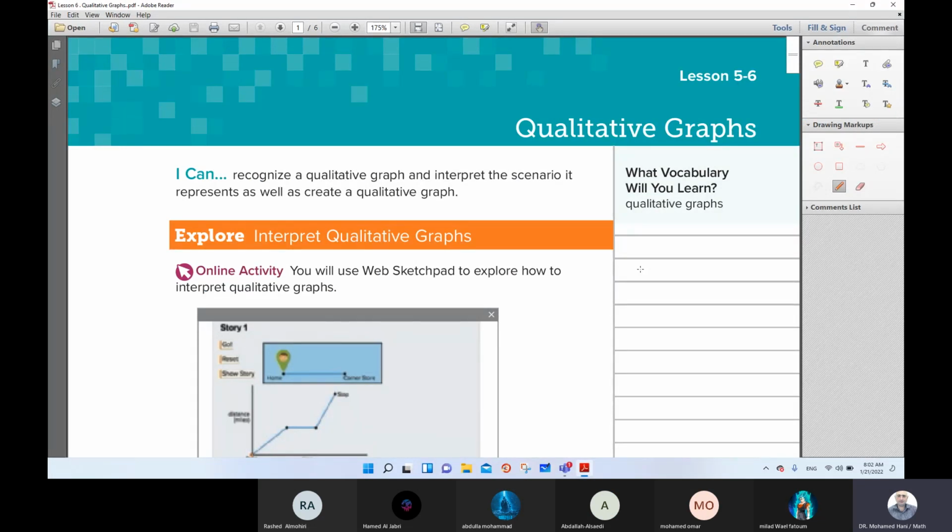Math Grade 8. We are in Module 5, Lesson 6, Qualitative Graphs. The last lesson in this module. Today, we want to learn Qualitative Graphs. In this lesson, we want to recognize a qualitative graph and interpret the scenario it represents, as well as create a qualitative graph.